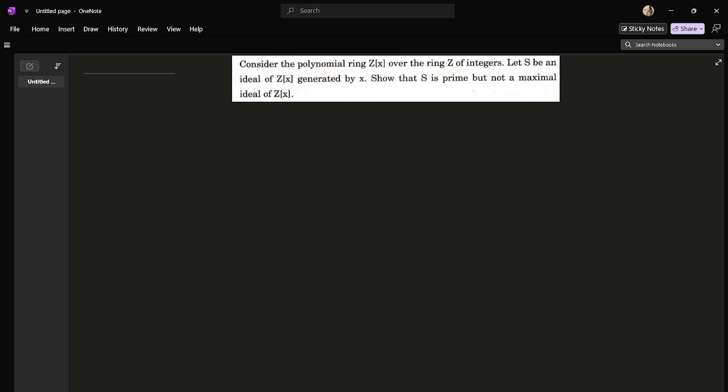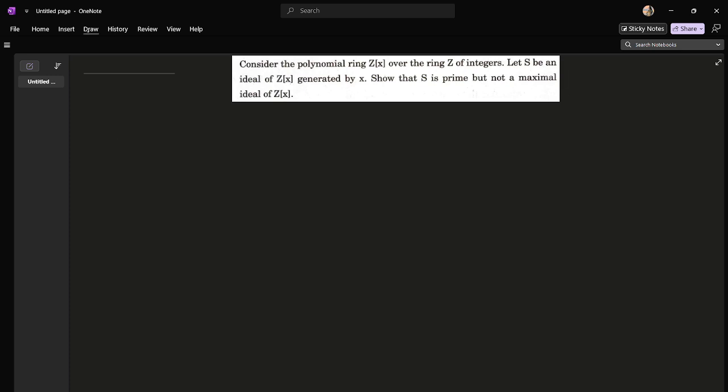So, we have to consider the polynomial ring Z[x] over the ring Z of integers. Let S be an ideal of Z[x] generated by x. Then we have to show that S is prime, but it's not a maximal ideal of Z[x]. So we are tasked with analyzing the ideal S.